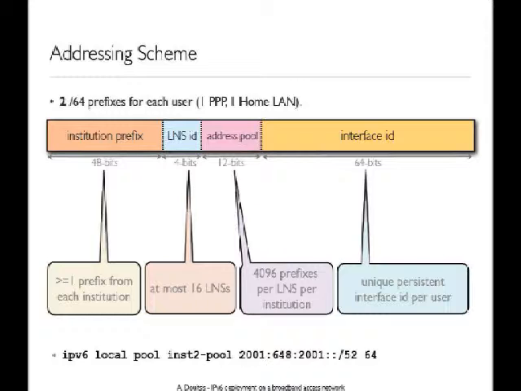Okay, since the user is going to be receiving one or more /64 IPv6 prefixes, that leaves us like 16 bits to allocate addresses to all the users within all the 9 LNSs. 9 today, maybe tomorrow it's going to be more. So we have decided to give 4 bits to assign as an LNS ID within the address, and then the remaining 12 bits leave room for 4,096 prefixes per LNS per institution.